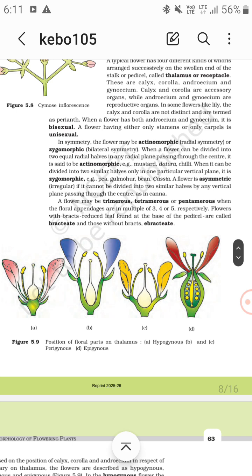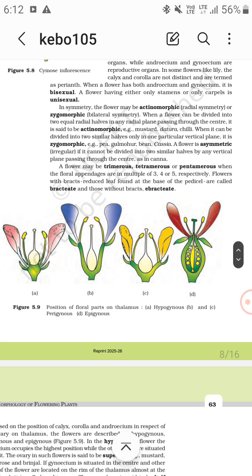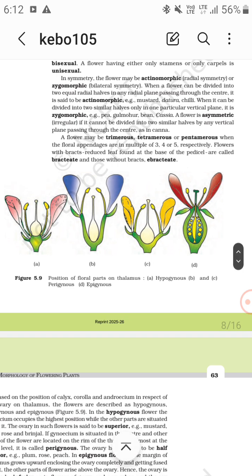Now on the basis of symmetry, flowers can be actinomorphic, that is radial; zygomorphic, that is bilateral; or asymmetric. Examples: actinomorphic, mustard, datura, chili; zygomorphic, pea, bean, cassia, and gulmohar; asymmetric, canna. Actinomorphic has radial symmetry, where any plane can divide it; zygomorphic is divided by one particular vertical plane into two; asymmetric is not divided by any vertical plane. Now flowers can be trimerous, tetramerous, or pentamerous, based on floral appendages in multiples of 3, 4, or 5.